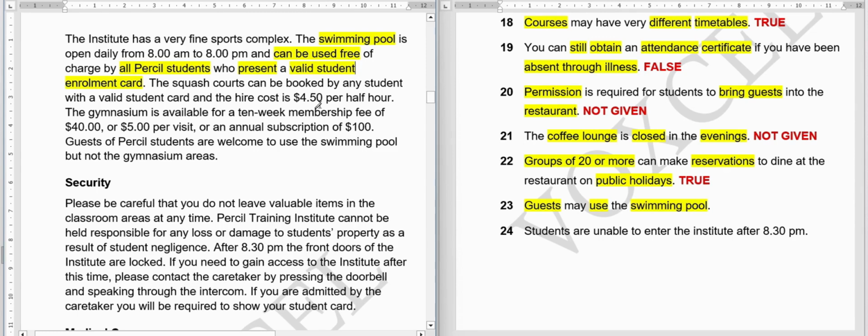The squash courts can be booked by any student with a valid student card, and the hire cost is $4.50 per half hour. The gymnasium is available for a 10-week membership fee of $40 or $5 per visit, or an annual subscription of $100. So they're talking about the gymnasium here. Guests of Percil students are welcome to use the swimming pool but not the gymnasium areas. So this is the location, and you will have some time to tell me the answer, and I believe this answer should be pretty straightforward, and your time starts now.